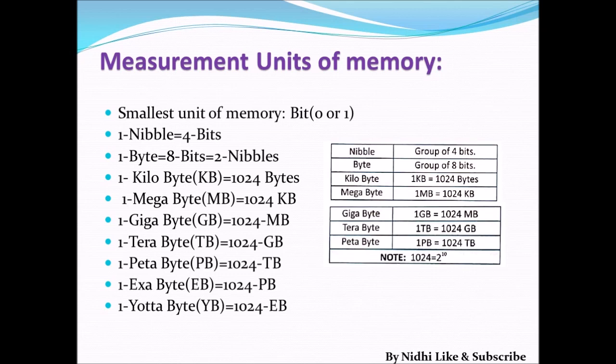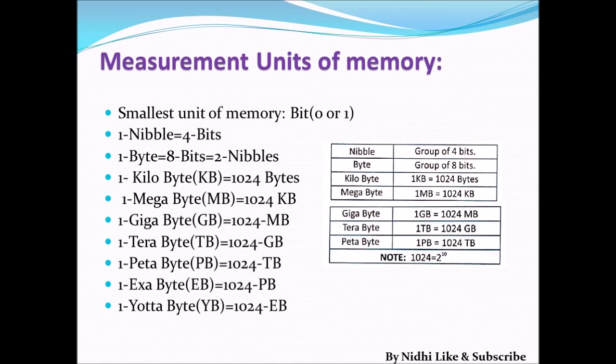Okay. So 1 kilobyte is equal to 1024 bytes. 1 megabyte is 1024 KB, a higher unit than kilobyte. Then gigabyte is a higher unit than the megabyte, then terabyte, then petabyte, zettabyte, and yottabyte. So these are the memory measuring units.